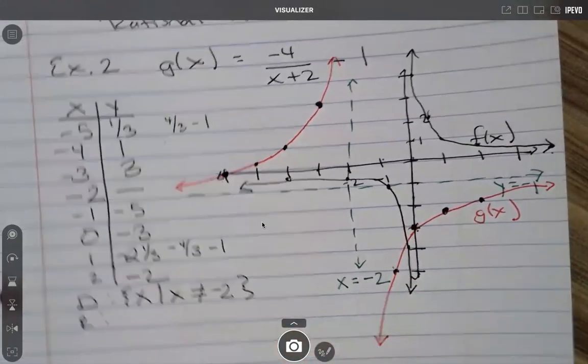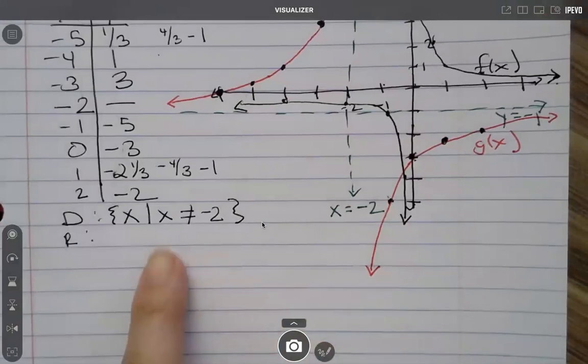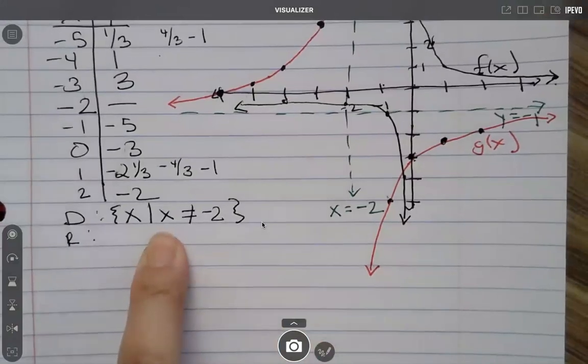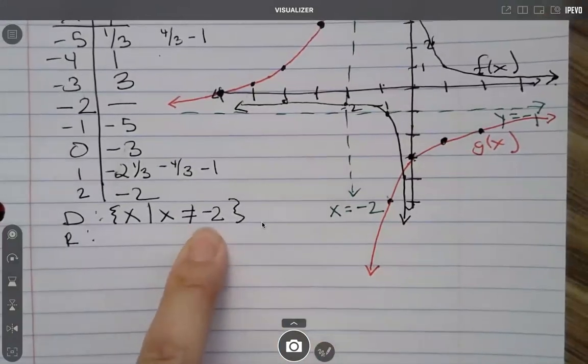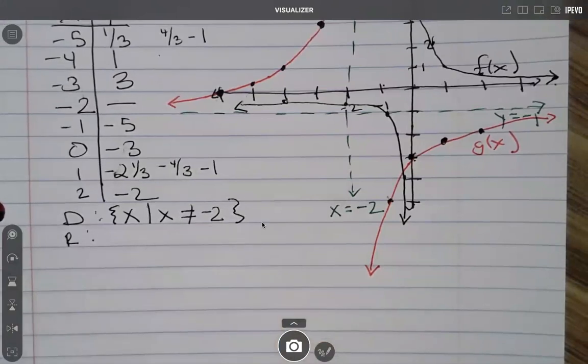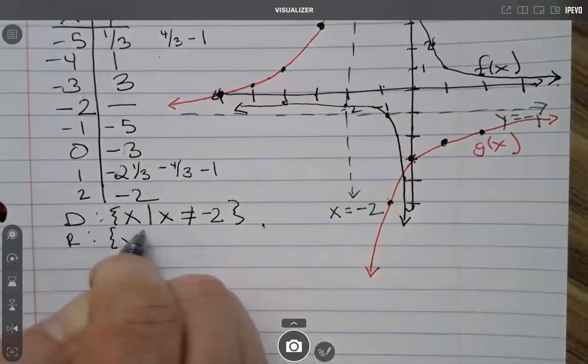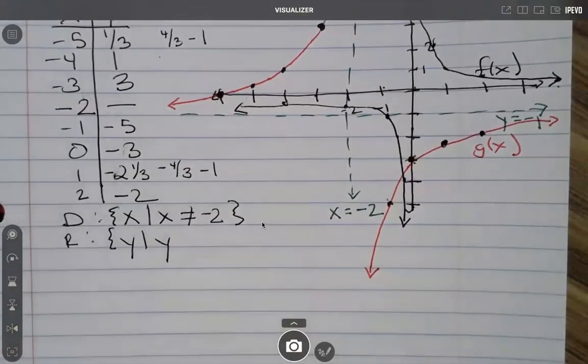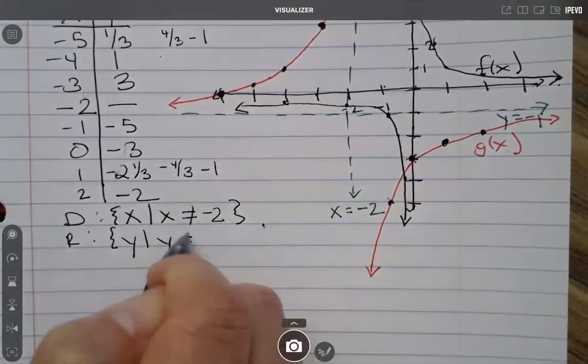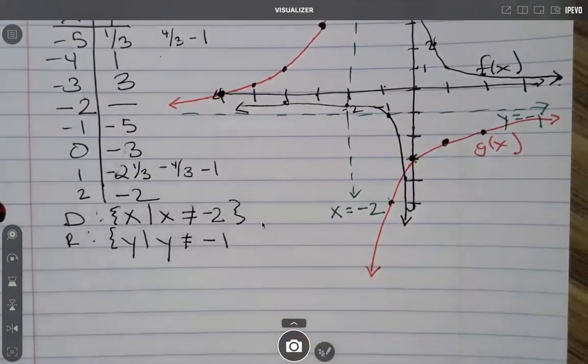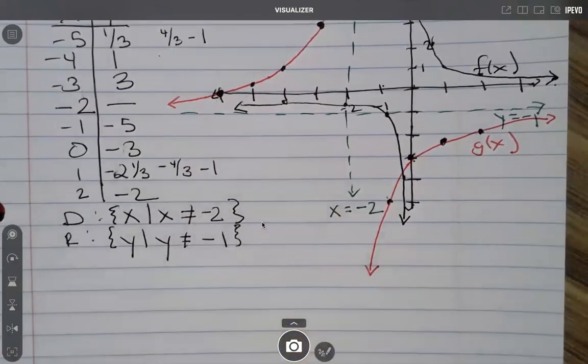Squiggly line, bracket. Writing it this way says you don't need to write all real numbers. Just by saying x does not equal -2 means that it's all numbers except for -2. So range is going to be the same thing. y such that y does not equal -1.